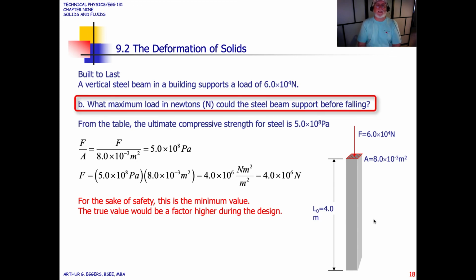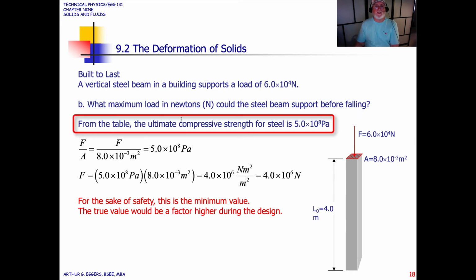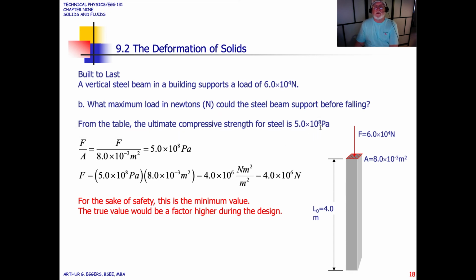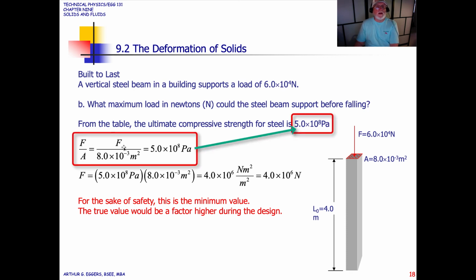Then what is the maximum load in newtons the steel beam can support before failing? So we break this apart from the table again. The ultimate compressive strength of steel is 5 times 10 to the 8th Pascal. So force by area gives me a value that I can set equal to 5 times 10 to the 8th Pascal. Okay, so I'm going to be able to determine my force from this relationship.